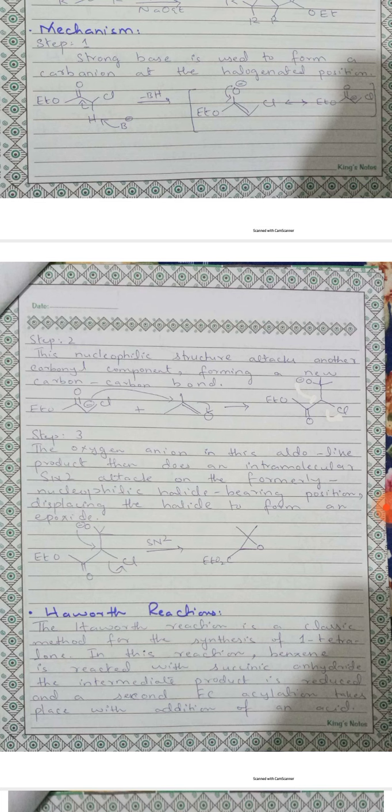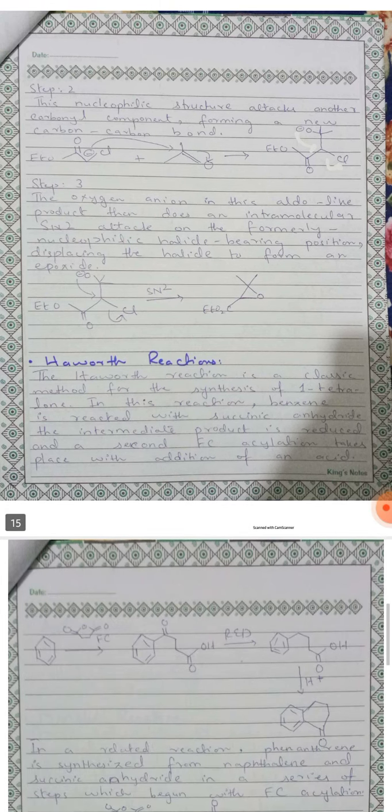Now talking about the Haworth reaction. The Haworth reaction is a classic method for the synthesis of 1-tetralone. In this reaction, benzene is reacted with succinic anhydride, the intermediate product is reduced and a second Friedel-Crafts acylation takes place with addition of an acid, as you can see here.